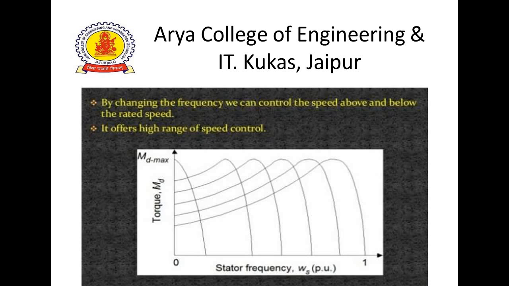This is the characteristics of torque and speed. In this diagram, by changing the frequency, we can control the speed above and below the rated speed. It offers a high range of speed control, and we can control the speed and torque.